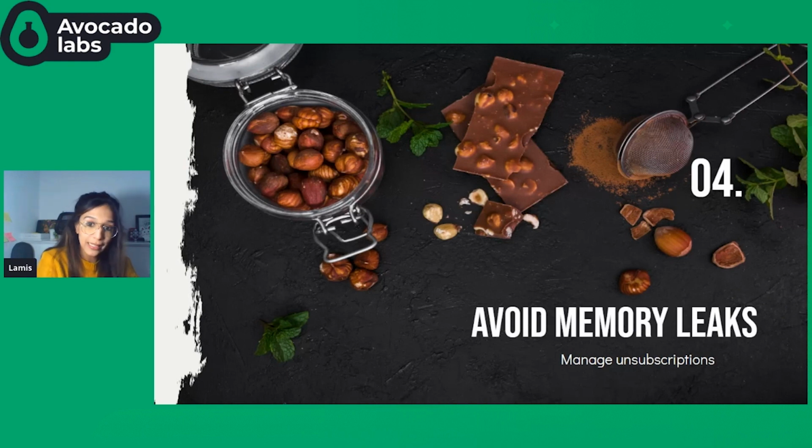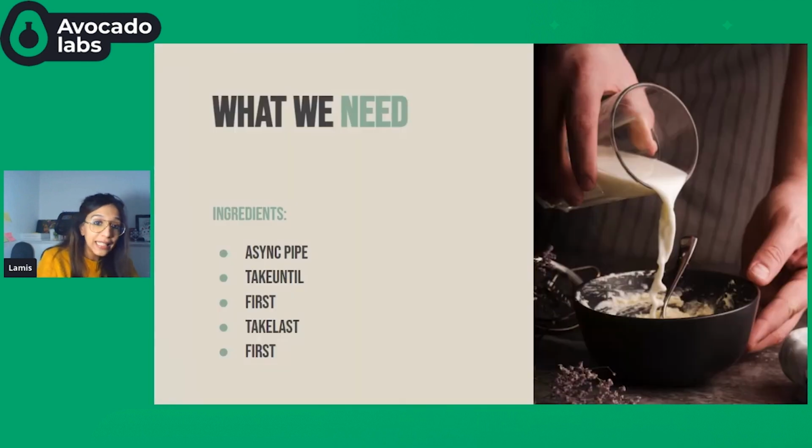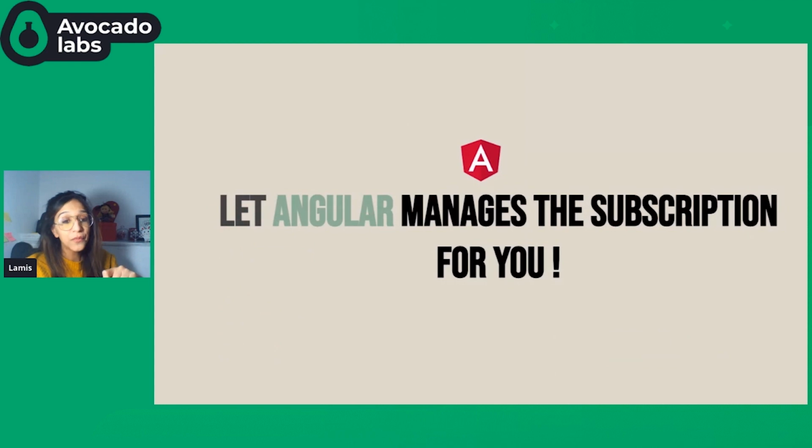So you can analyze it, and you also need to avoid it from the development phase. And here, when working with RxJS, you can deal with this. This may be a problem because you subscribe to observables and you sometimes forget to unsubscribe. So what you need here is the async pipe, takeUntil, take, takeLast, and first operators. So those are the ingredients for this recipe.